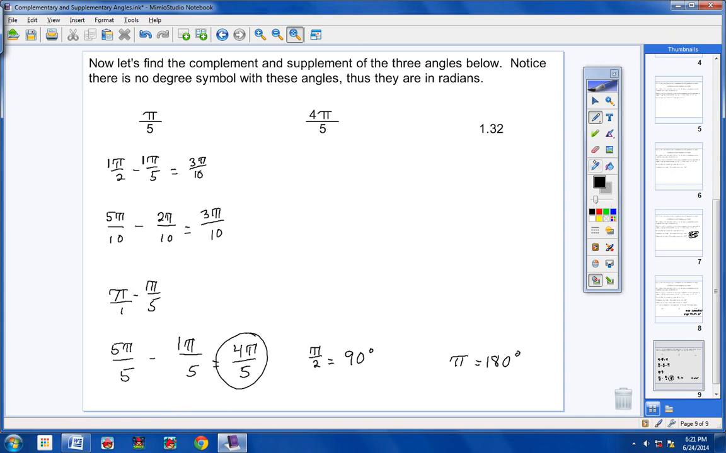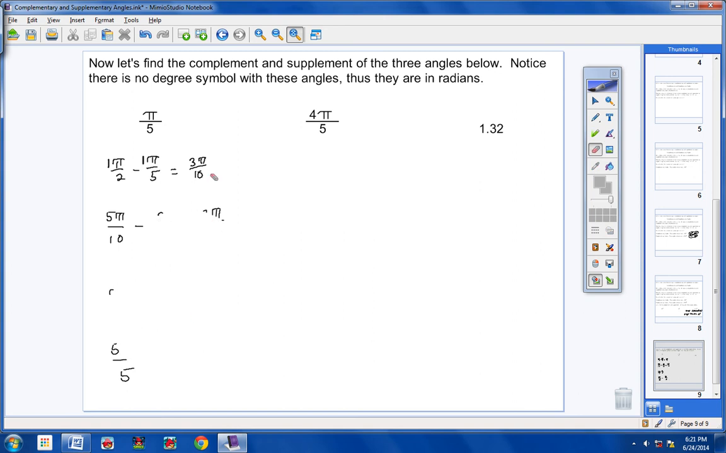All right, you can work ahead or stay with me if you want to on these next two problems. This one will be a little tricky over here. So if you do work ahead, make sure you watch and make sure that you did it correctly. But let's go ahead and try to find the complement and the supplement of this angle here.